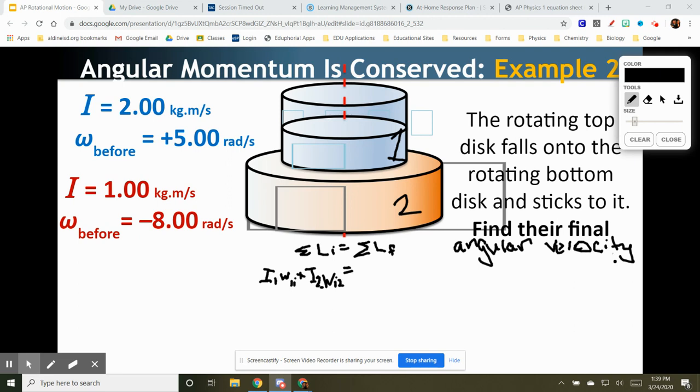And y'all explain why Stephanie is writing it like that? She's saying I plus I times W. Good job, Raphael, saying it's stuck to the disk. So this is an inelastic angular momentum collision.